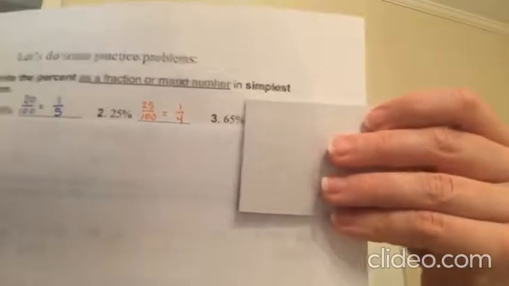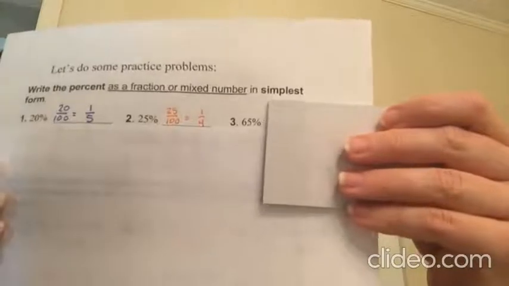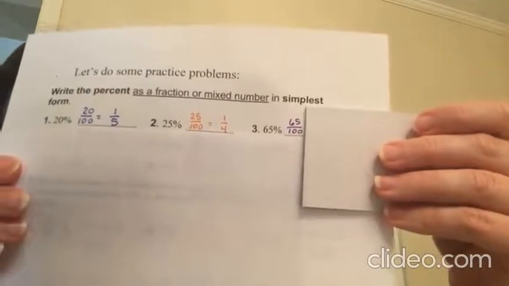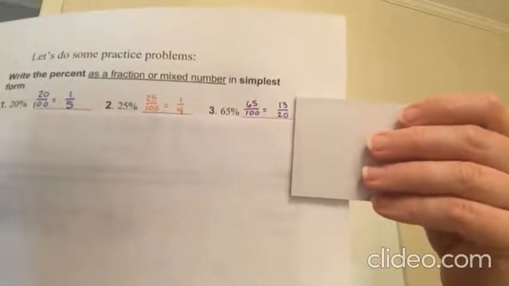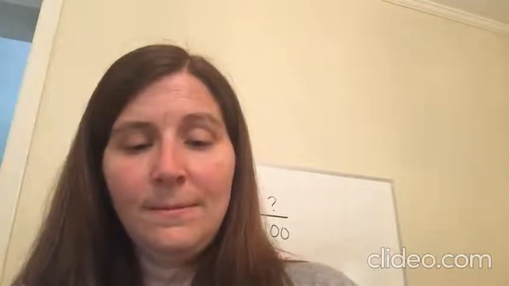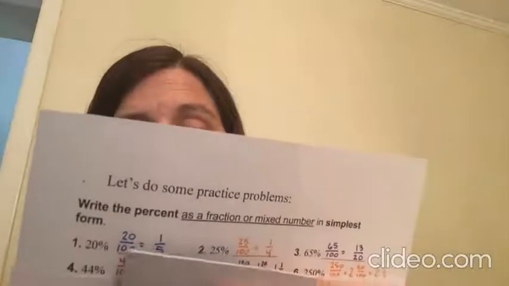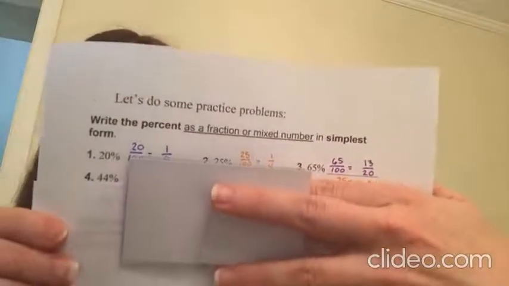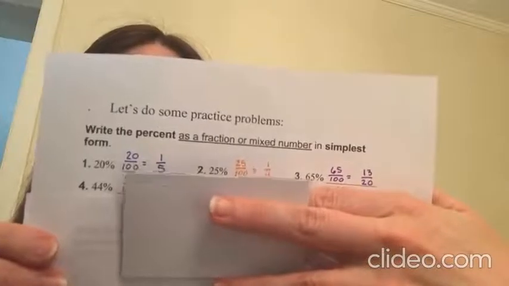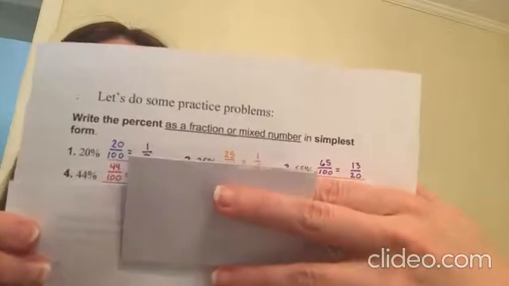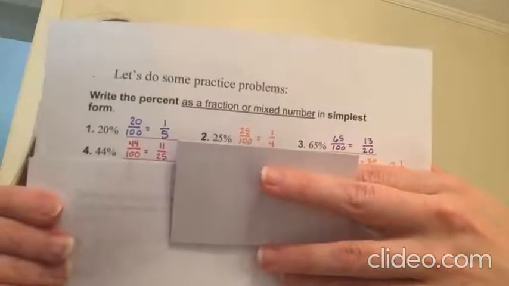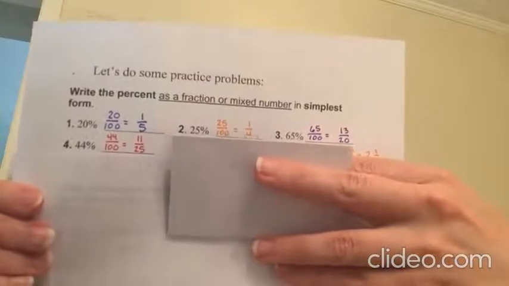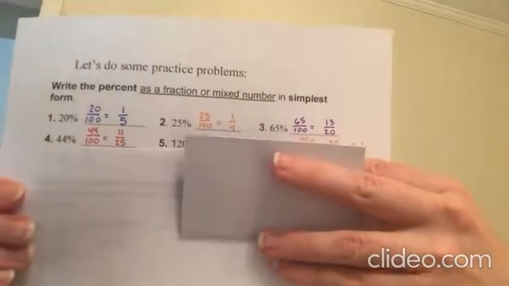Number 3, 65%. I'm going to start off by saying 65 over 100. Divide both of those by 5 and you get 13/20. Okay. Number 4, we have 44%. So I'm going to start off with 44 over 100. Both of those can be divided by 4, so I get 11/25.